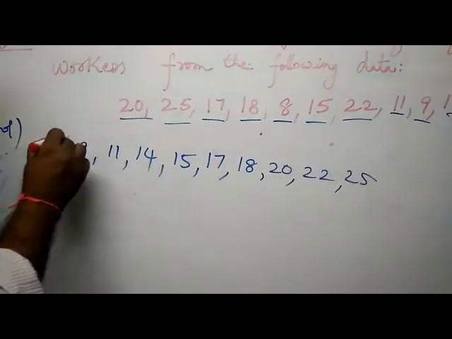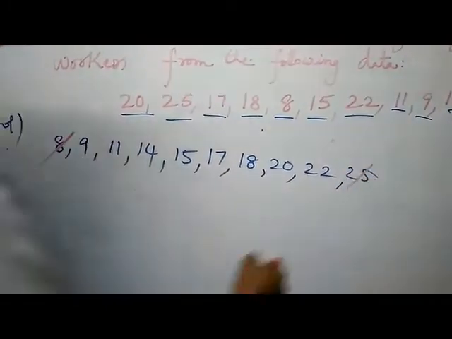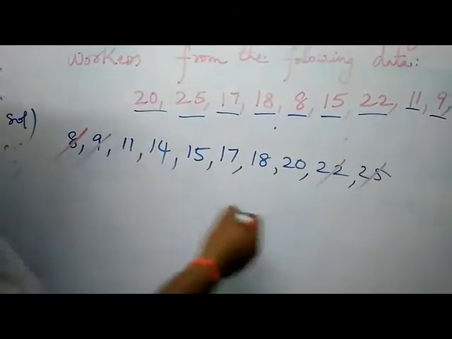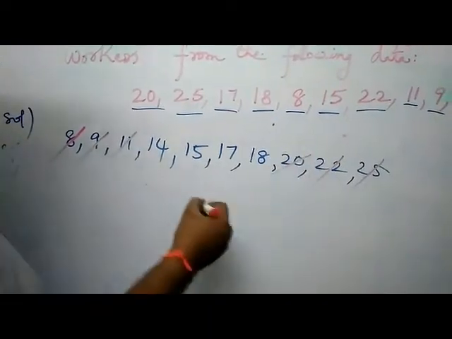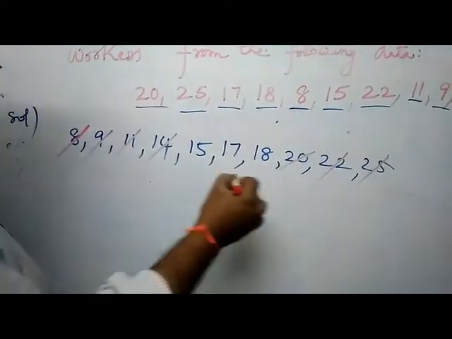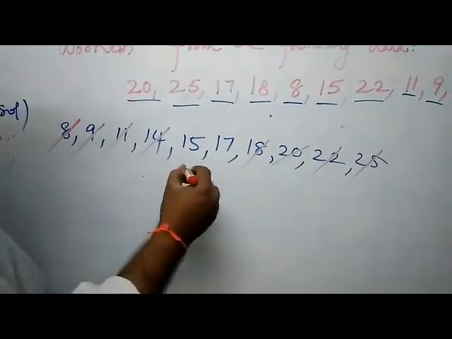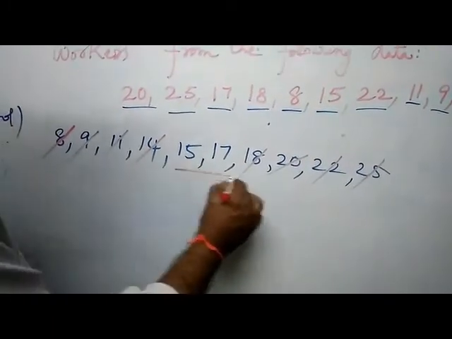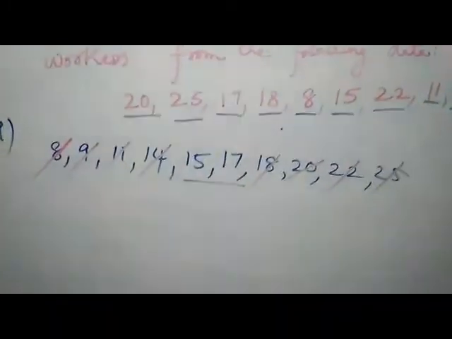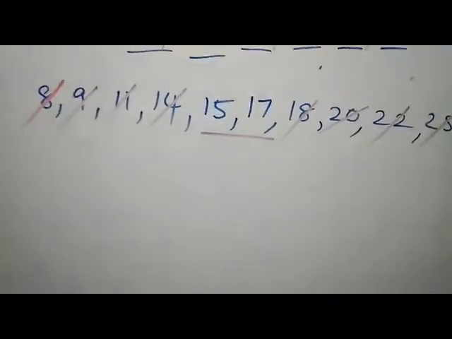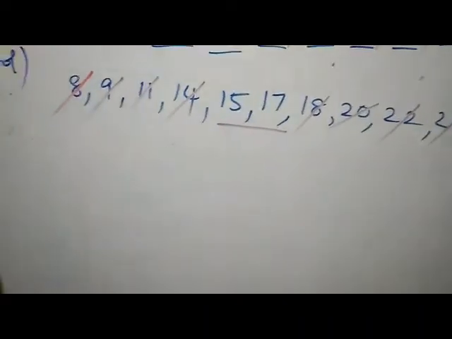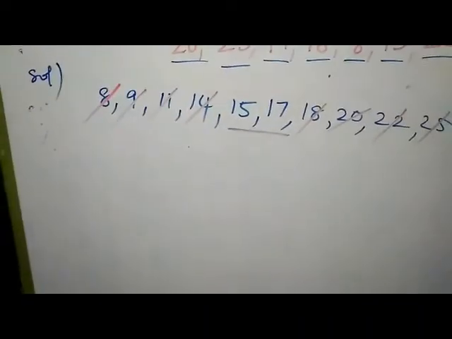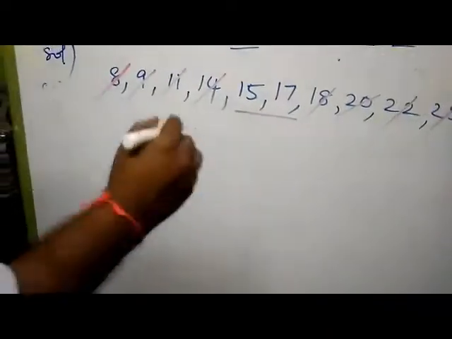Very easy method. Cancel the last one, this one and this one. Now, not like before, here we have two middle numbers, 15 and 17. For that, we have to find the average, or arithmetic mean.